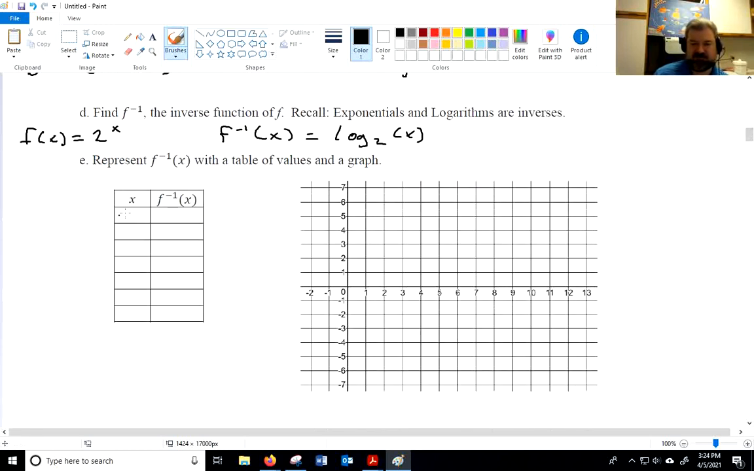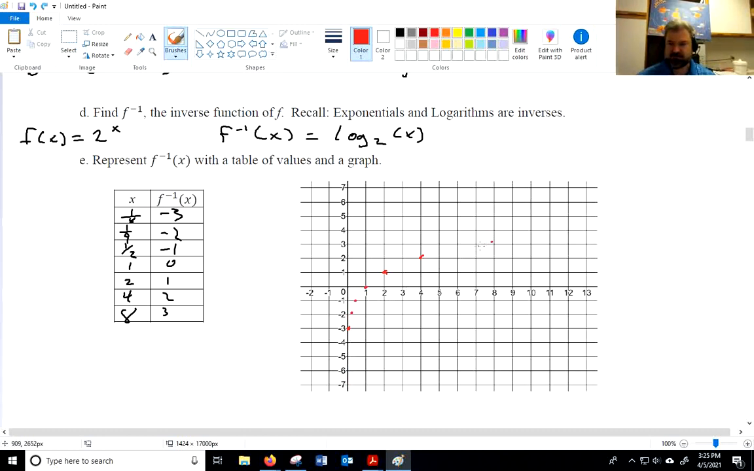Well, we know how to graph this. We just need to flip-flop the points that we had. We had -3, -2, -1, 0, 1, 2, 3 for our x values. So now there are our y values. And this was 1/8, 1/4, 1/2, 1, and 2, and 4, and 8. So now let's plot those values. 1/8, -3. 1/4, -2. 1/2, -1. 1, 0. 2, 1. 4, 2. 8, 3.